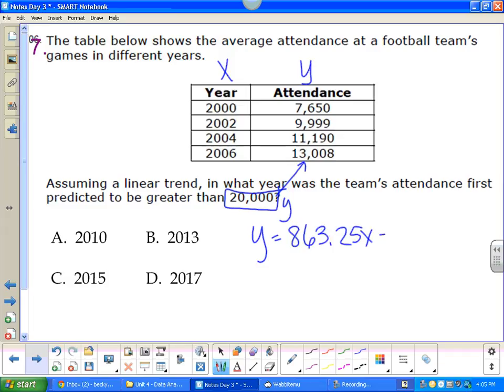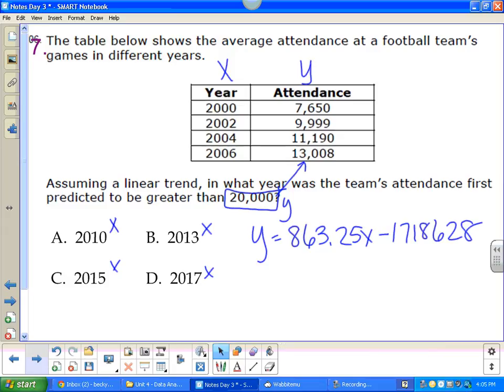863.25x minus 18628. So there's my equation, and that's from going L1, L2 on my calculator. Feel free to pause the video and punch those numbers in to make sure you can get that equation. So 20,000, like we said, is a Y value. These years are my X's.